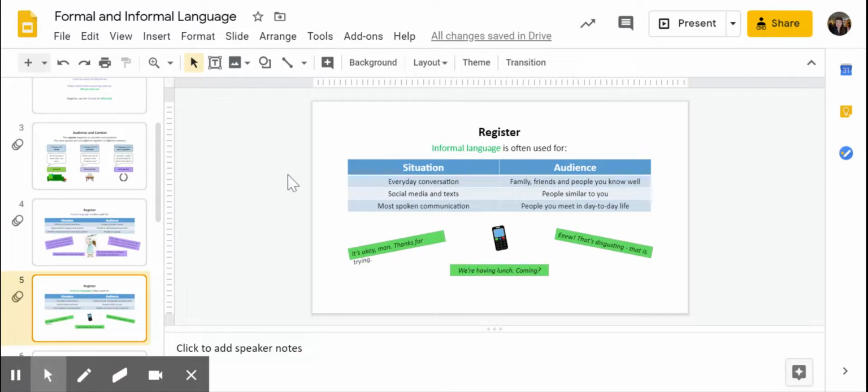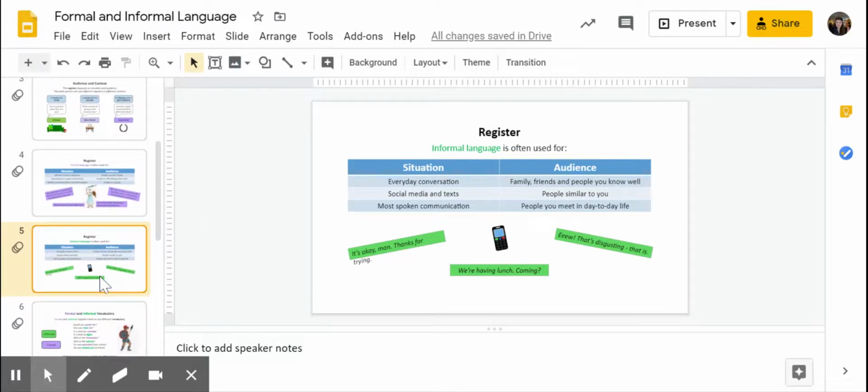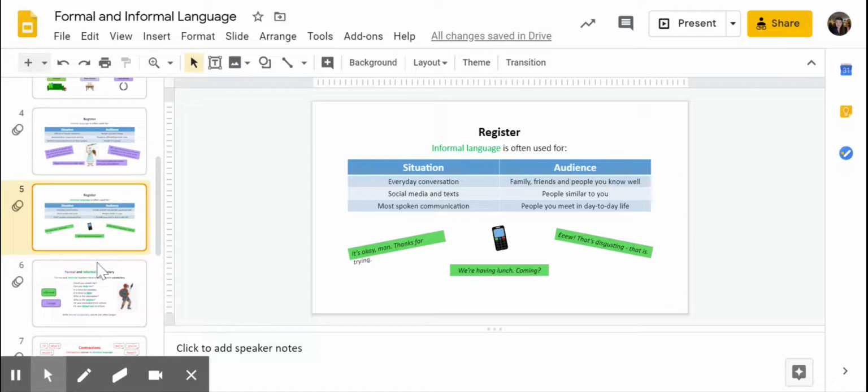Situations where we would use an informal register could be in everyday conversation or when we're writing on social media, and it's most often used when we're speaking. So Rick Riordan is really clever because he uses an informal register when he writes dialogue between characters, because that then gives the effect when you read it that it's something that's being said.